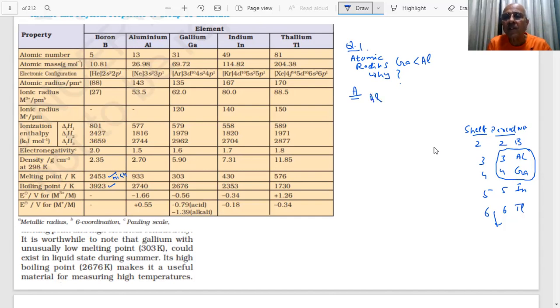So what will I do? Aluminium, what is the atomic number? 13. So students, which is the nearest noble gas? Neon, 10. And this is the third period, so 3s2, 3p1. Total 13: 10 plus 2 plus 1, 13.